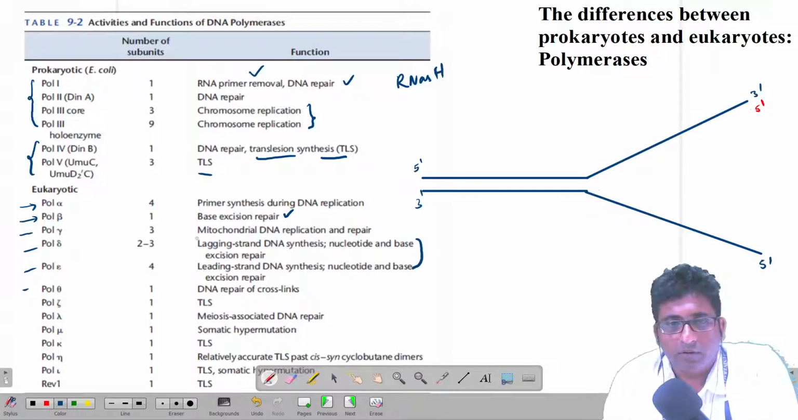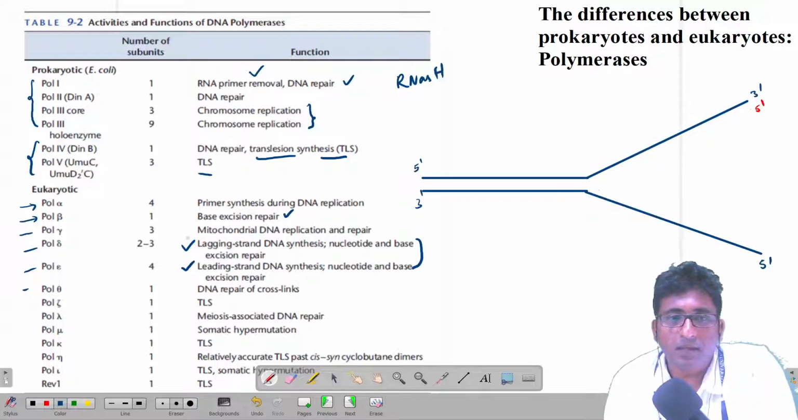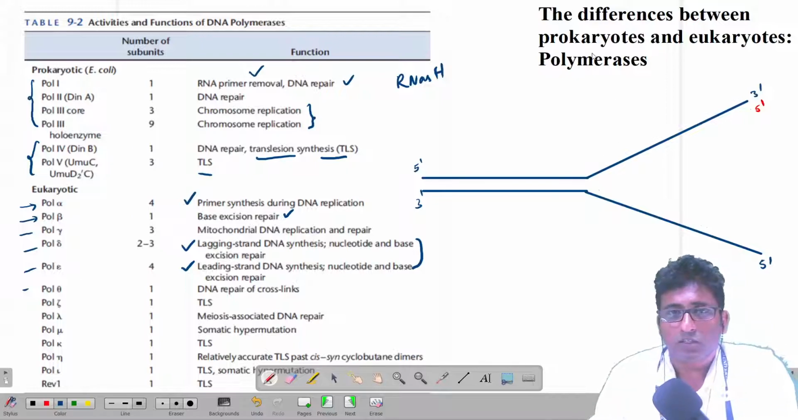For the lagging strand it is Pol delta, and for the leading strand it is Pol epsilon. DNA polymerase alpha is important because it comes along with the primase. After the primase synthesizes the primer, alpha synthesizes a little bit of DNA and then falls off. Its processivity is less, and it is then taken over by either epsilon or delta: delta for the lagging strand and epsilon for the leading strand. That switching is called polymerase switching.